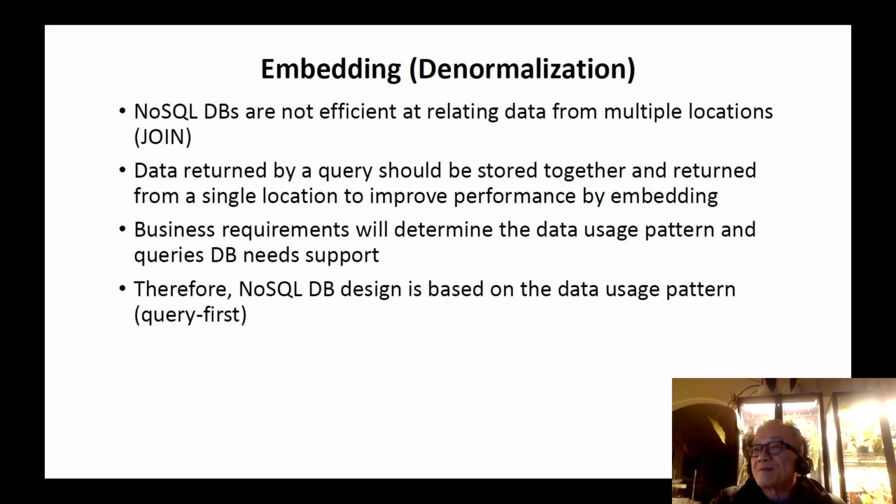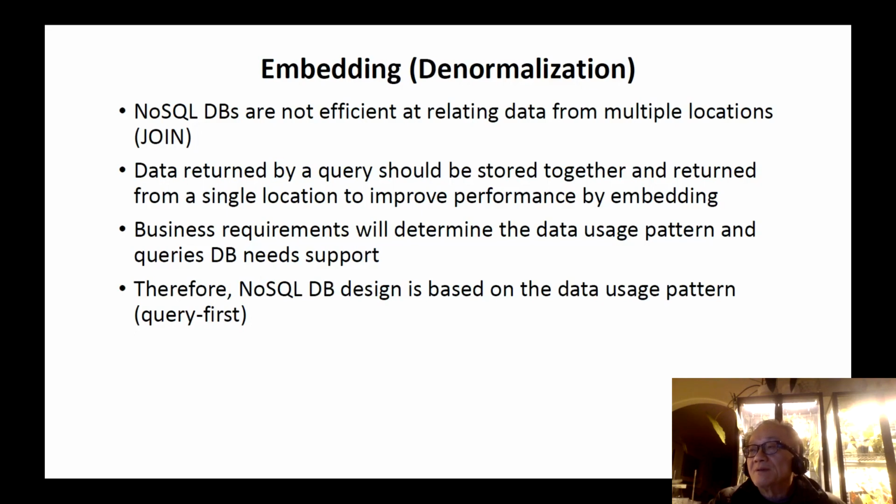The second primary reason is embedding or denormalization. NoSQL databases are not very efficient at relating data from different locations. In other words, NoSQL databases are not good at doing joins. We want to make sure the data which will be returned by a query will be stored together and can be retrieved from a single location. We can accomplish this by doing embedding or by doing denormalization.